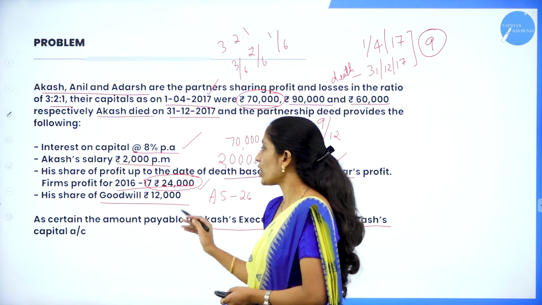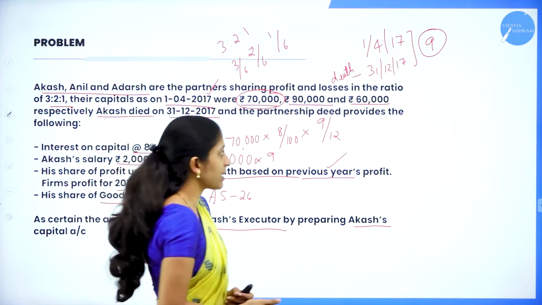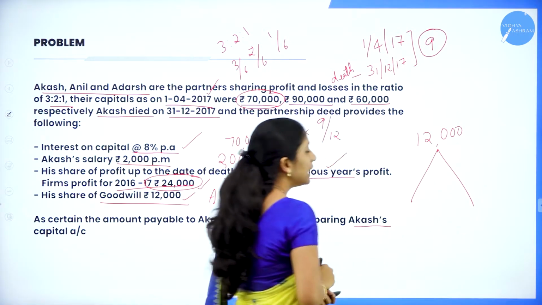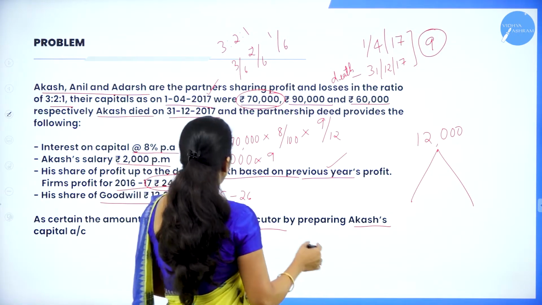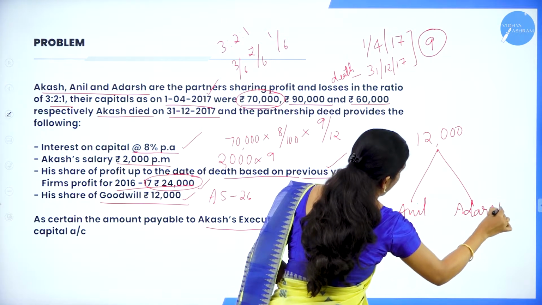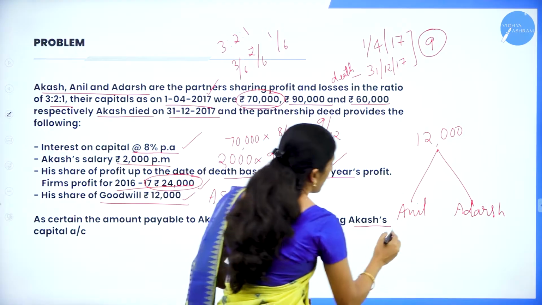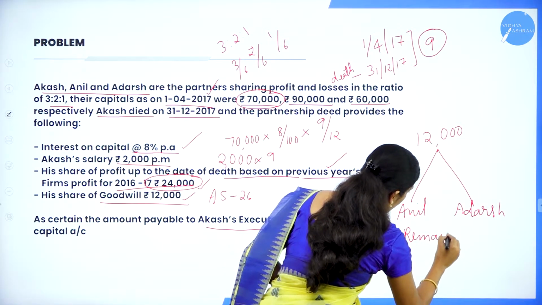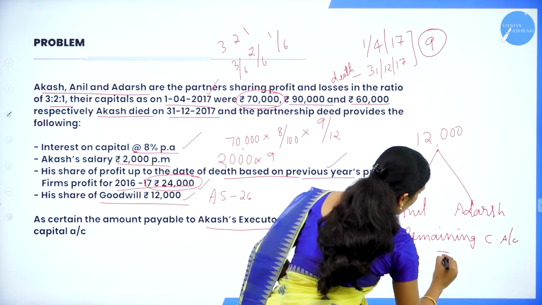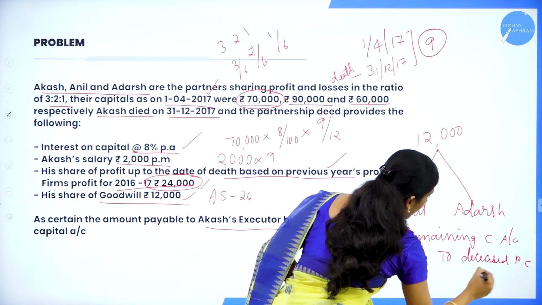Next adjustment is his share of goodwill at rupees 12,000. Now they have given the share of the deceased partner as 12,000. Now this goodwill has to be distributed among the remaining partners. So who are the remaining partners? Anil and Adarsh. Now, why does it have to be distributed among the remaining partners? So, your journal entry as per Accounting Standard 26 is remaining partners' capital account to deceased partner's capital account.